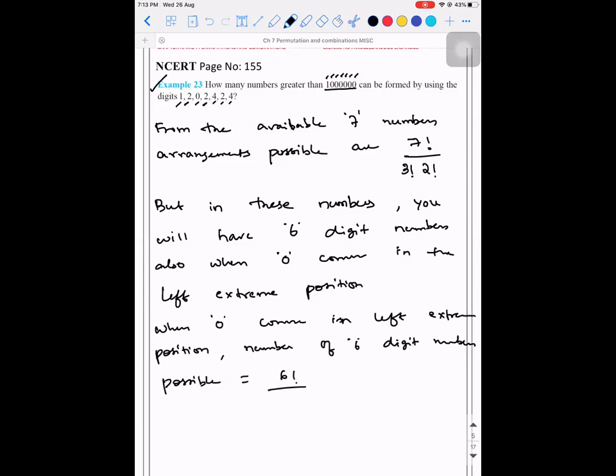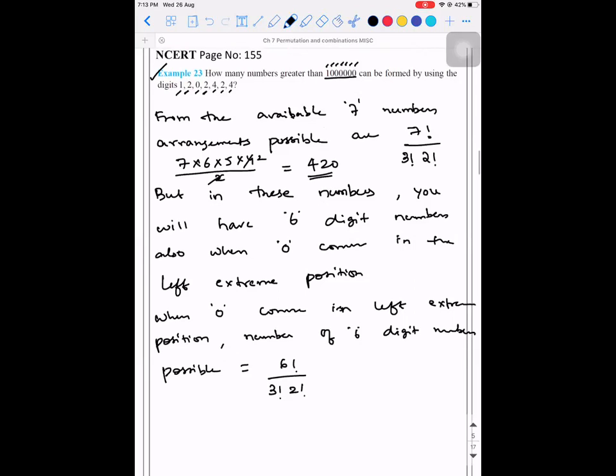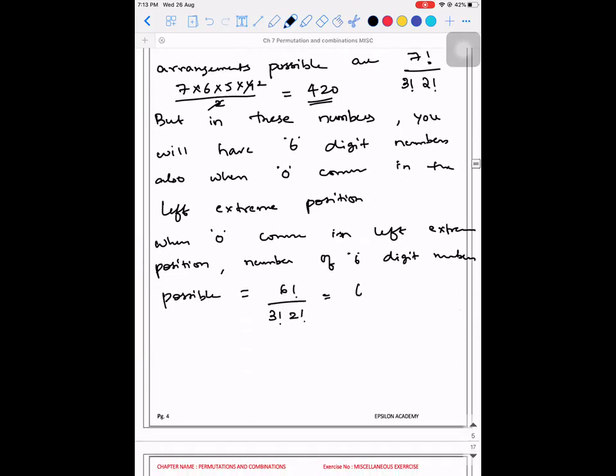6 factorial divided by, out of those 6 digits also, 2 is getting repeated thrice. 3 factorial, 2 factorial. So 7 factorial by 3 factorial into 2 factorial is 7 into 6 into 5 into 4 divided by 2. This and this will get cancelled. 10 into 42 is 420. So we subtract 6 factorial by 3 factorial into 2 factorial, which is 6 into 5 into 4 into 3 factorial divided by 2 into 3 factorial. It will be 60.